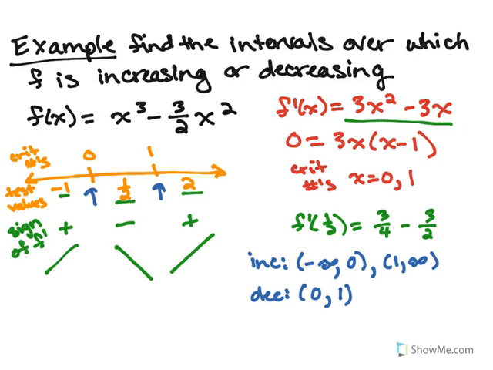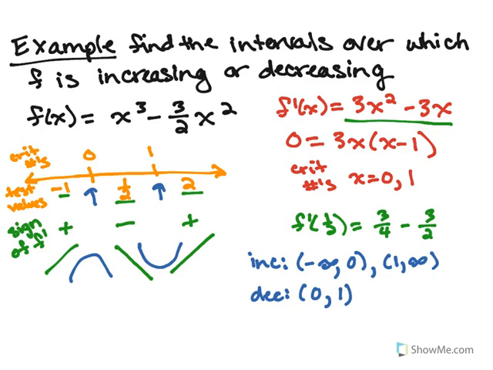So, based on the way I drew this, what do you think you would classify 0 as? Look what's going on there. Yeah, it's a relative max. And what about at 1? That's going to be a minimum. That's actually the first derivative test.